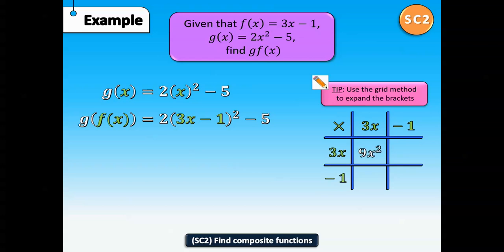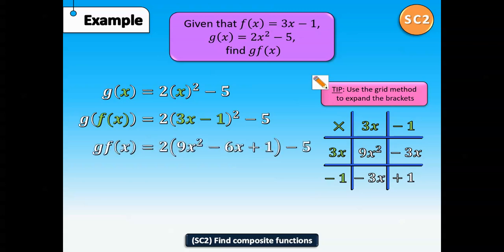3x times 3x is 9x squared. 3x times minus 1 is minus 3x. Minus 1 times 3x is minus 3x. And minus 1 times minus 1 is positive 1. We then add all these together. So we get 9x squared minus 6x plus 1.